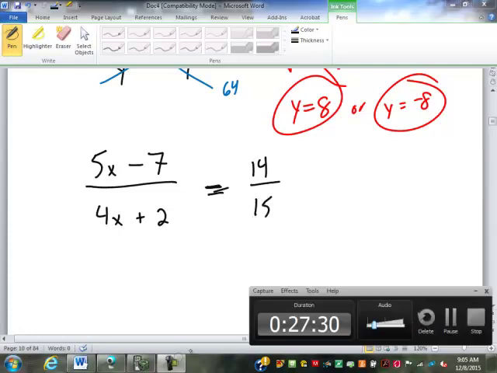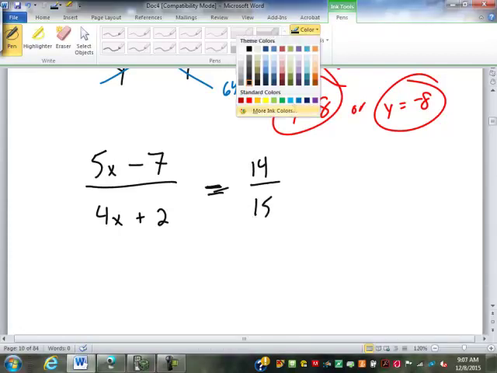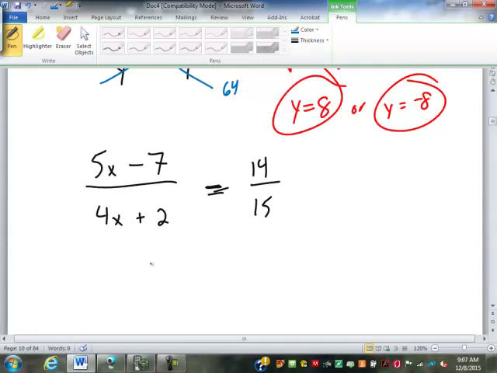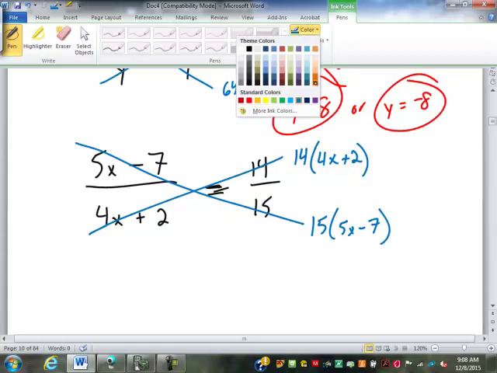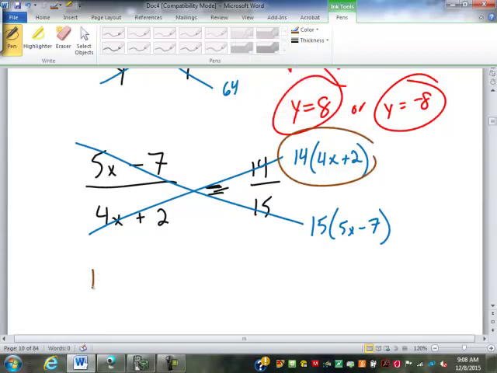Try to solve that one. We ready or you need a couple more minutes? So going this way, we've got 4x plus 2 times 14, so it'll be 14 times 4x plus 2. Going this way, 5x minus 7 times 15, so 15 times 5x minus 7. And I'm going to multiply it out down here.